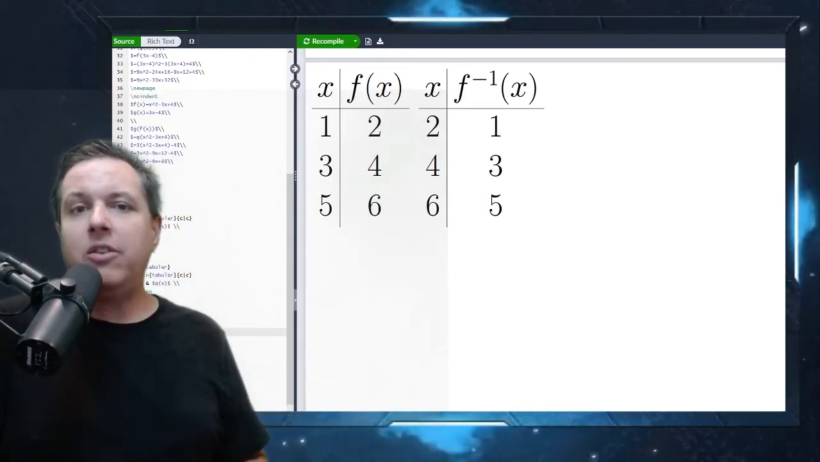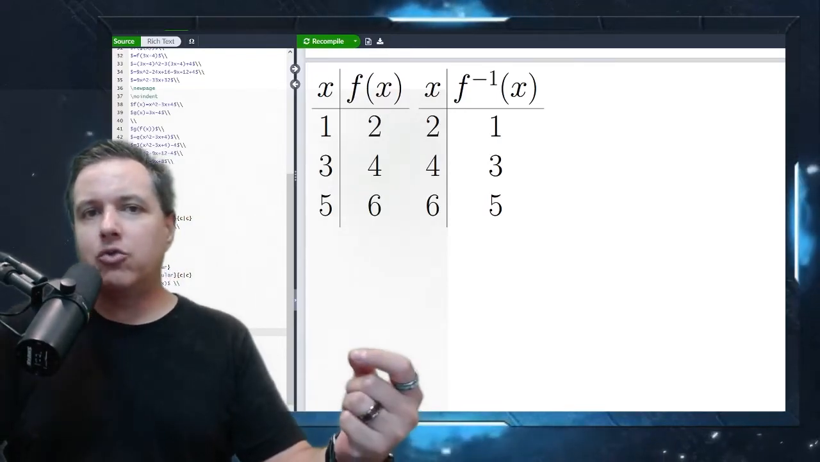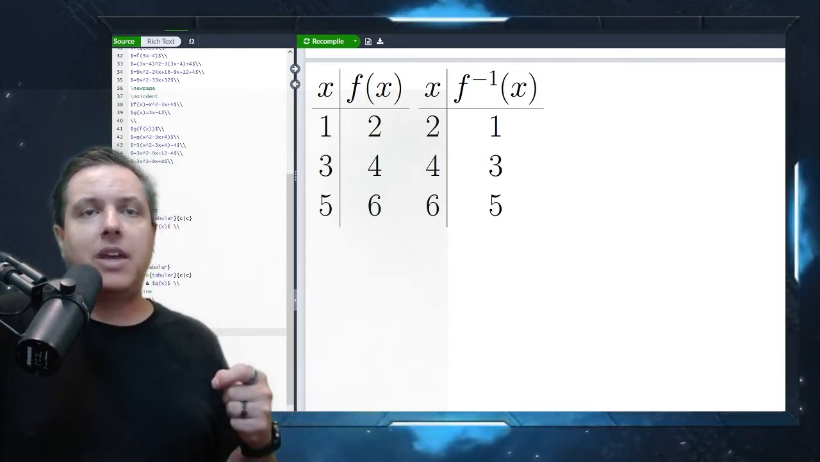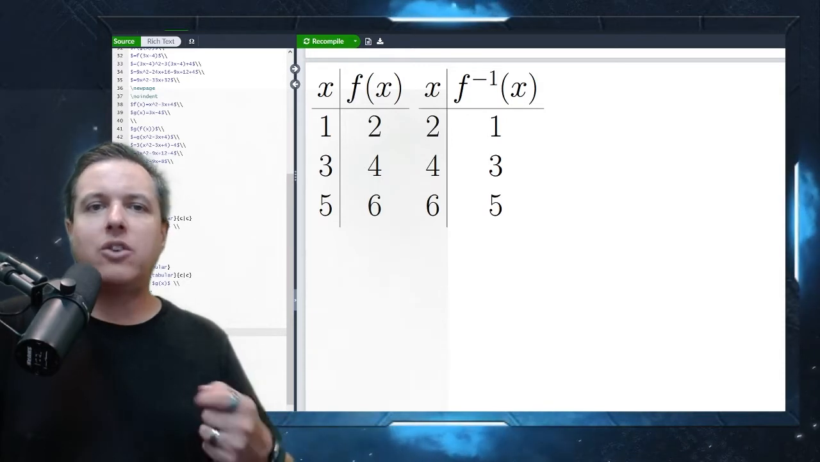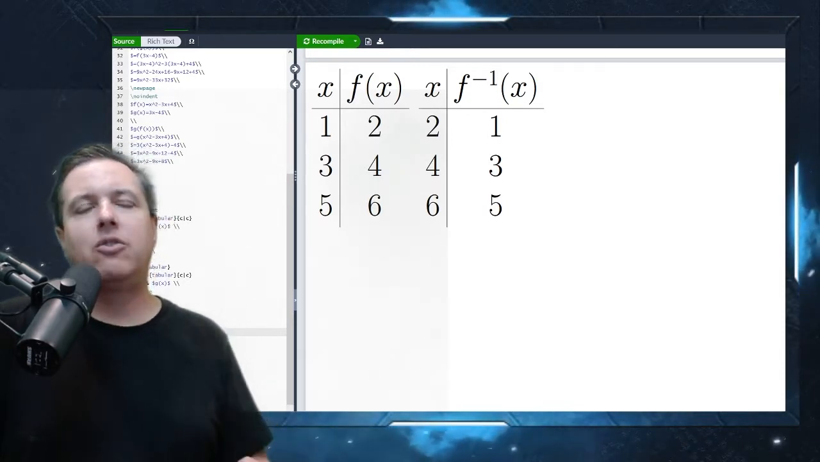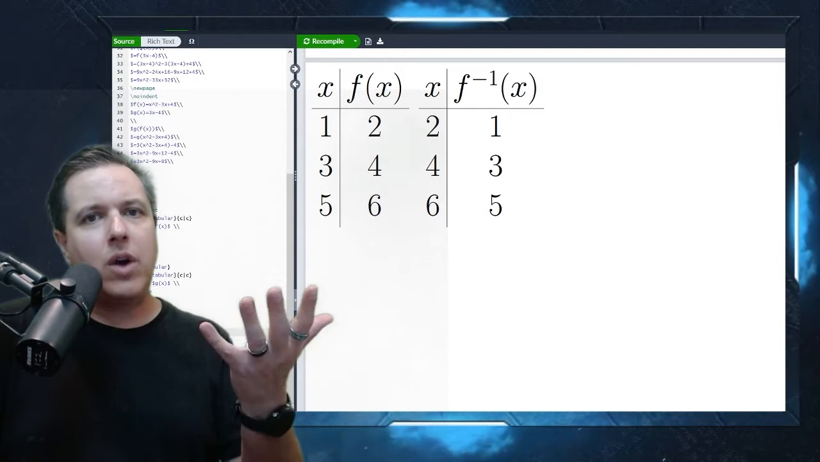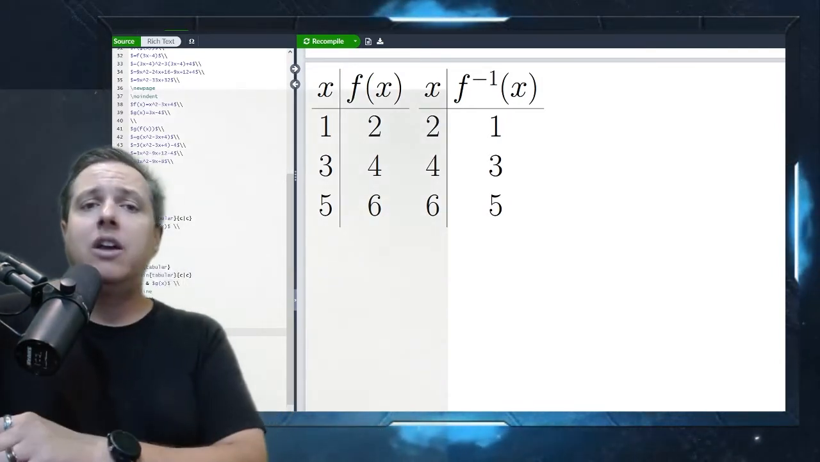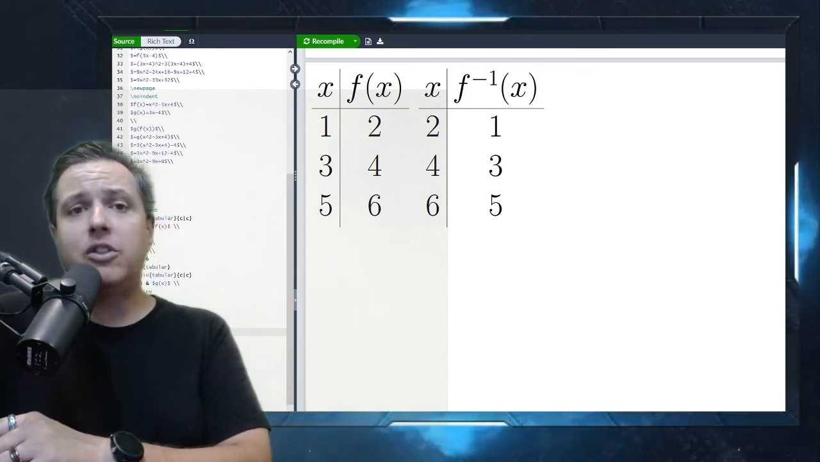Okay, let's talk about inverses. So inverses are extremely important in certain types of mathematics, right? They allow us to answer questions that otherwise are very, very difficult to answer, especially if you want to turn around the question and ask it from a different perspective. So what we have here is an example of an inverse function.